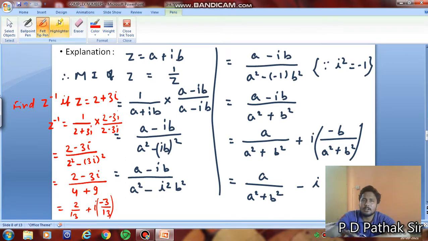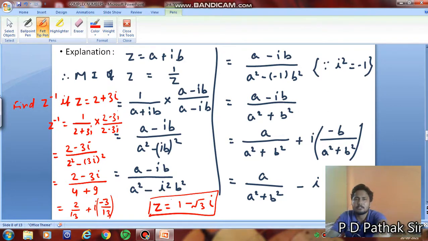So this is the answer. Like this, you can find the z inverse of every number. So write this. After pausing, find the inverse of z equals 1 minus root 3 iota. This is the question. Find z inverse of this.